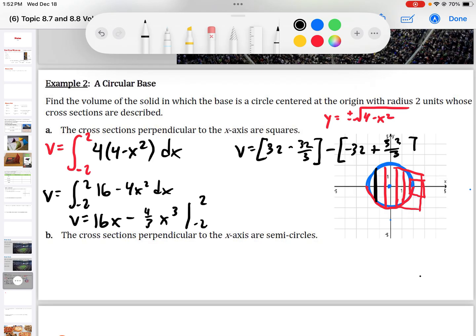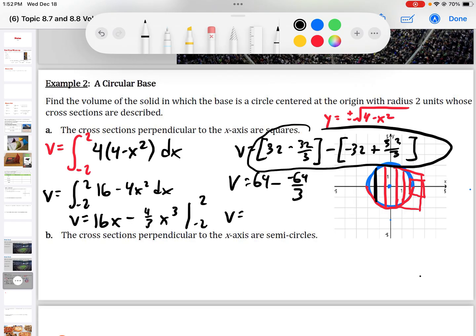So 32 plus 32 would be 64. Negative 32 minus positive 32 would be negative 64 over 3. I could probably just stop here. If it's a free response question, I could have stopped right here, right? But I'm just going to keep going. This would be 192 over 3, get a common denominator, which is 128 over 3. Does that go into that?